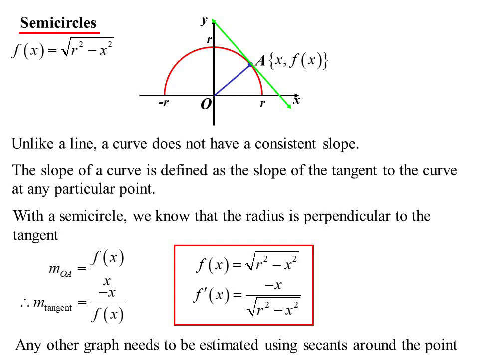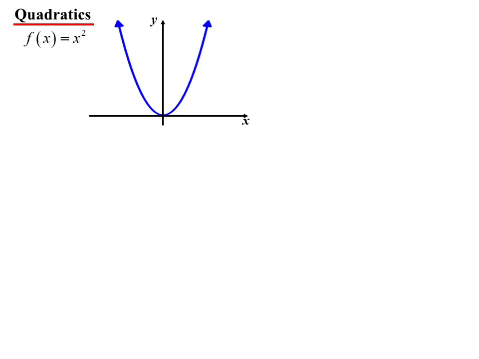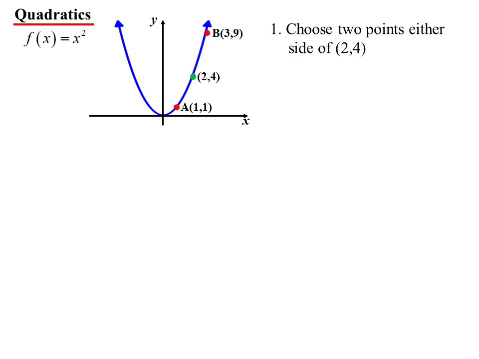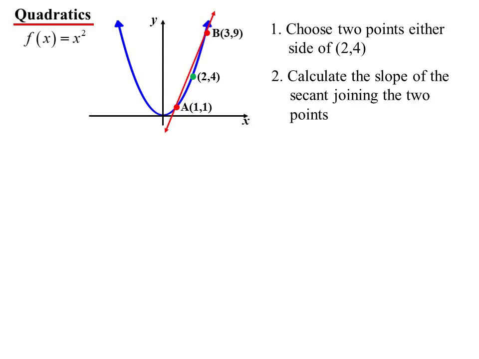But unfortunately we've got all these other graphs we want to investigate, and at this stage, before we've done anything else, all we can do is really estimate it using secants. Let's look at a quadratic, which of course is a parabola. There's a point (2,4). What I'll do is pick a couple of points either side and create a secant. So let's say I picked (1,1) and (3,9). If I was to join those up, I would end up with an estimate for the tangent. It might not be right, but it's going to be close.